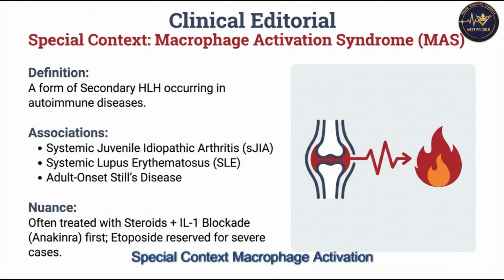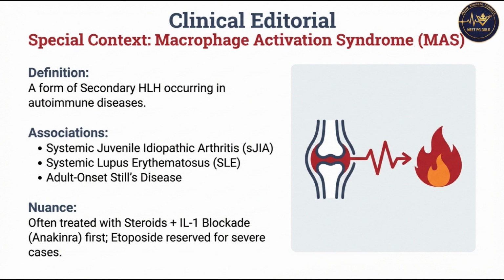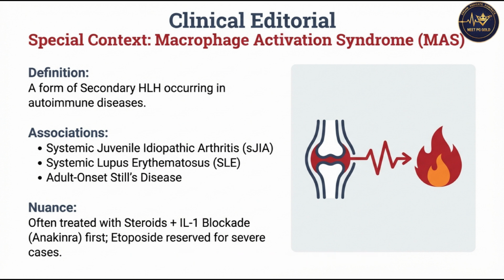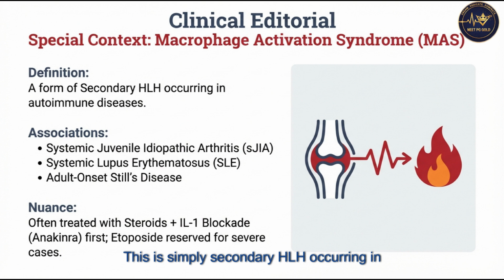Special context, macrophage activation syndrome. Finally, keep in mind macrophage activation syndrome. This is simply secondary HLH occurring in the context of autoimmune diseases like systemic juvenile idiopathic arthritis, or SLE, lupus. It is often treated with steroids and IL-1 blockade, anakinra, reserving etoposide for severe cases.